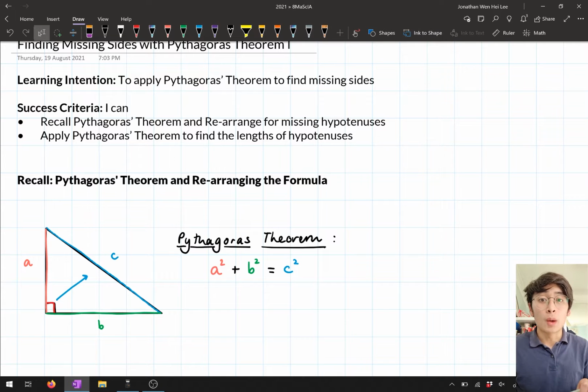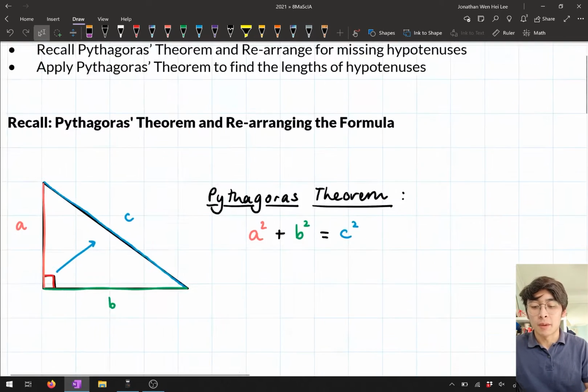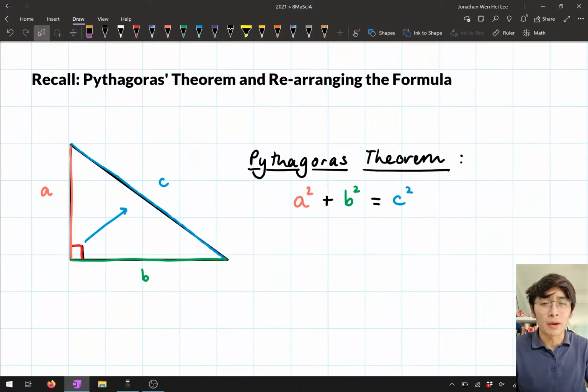Last lesson, we went through Pythagoras' theorem, which was a rule that helped us relate the three sides of any right-angled triangle. If you remember, Pythagoras' theorem was written like this: a squared plus b squared is equal to c squared. What we have here is a right-angled triangle where a and b are the two shorter sides, and c was this special length in our right-angled triangle called the hypotenuse.